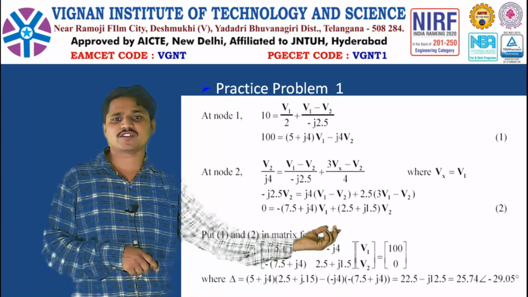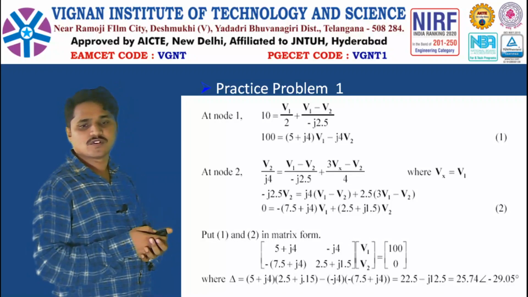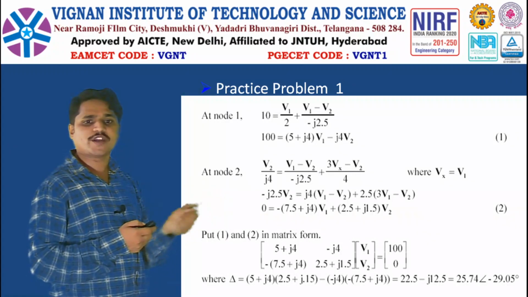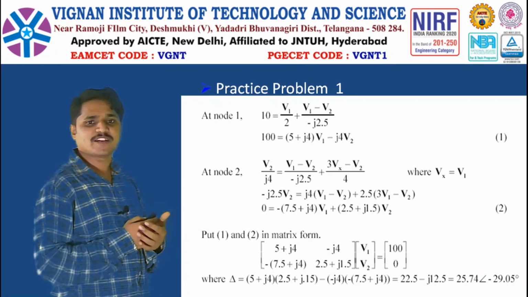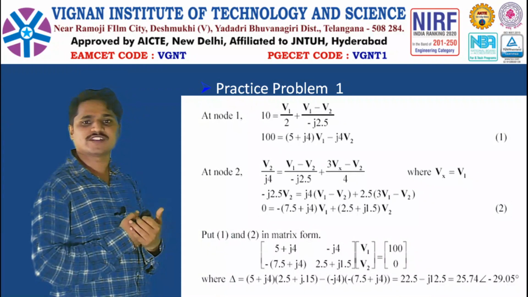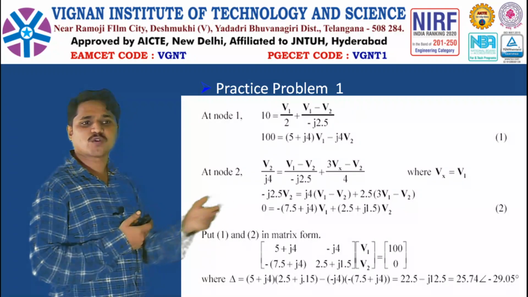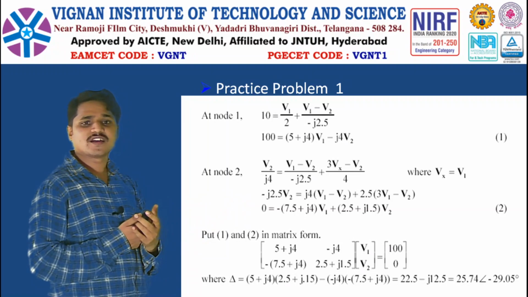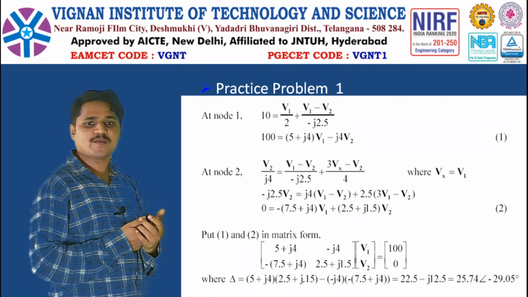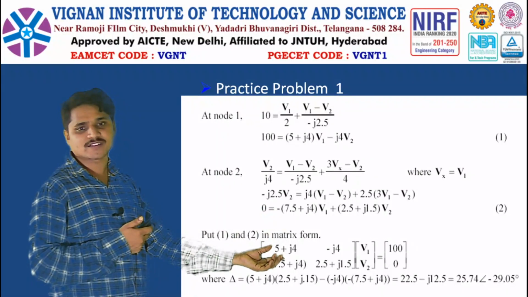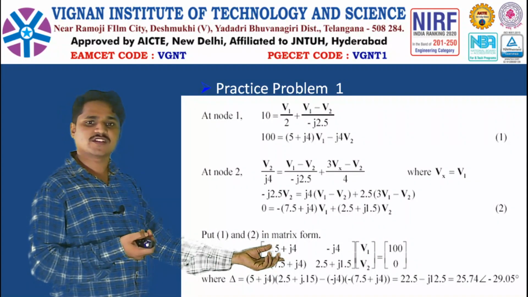Once you get equation 1 and equation 2, it is easy to solve them. I told you we can use Cramer's rule when there are more equations. Put 1 and 2 in matrix form. The first row is 5 plus J4 as the V1 coefficient and minus J4 as the V2 coefficient, equal to 100. The next row is minus 7.5 plus J4 as the V1 coefficient and 2.5 plus J1.5 as the V2 coefficient, equal to 0. Two equations give a 2 by 2 matrix; if 3 equations are there, a 3 by 3 matrix.